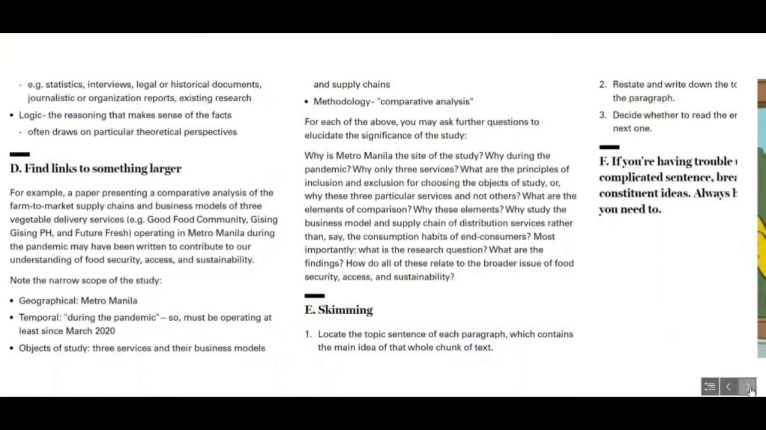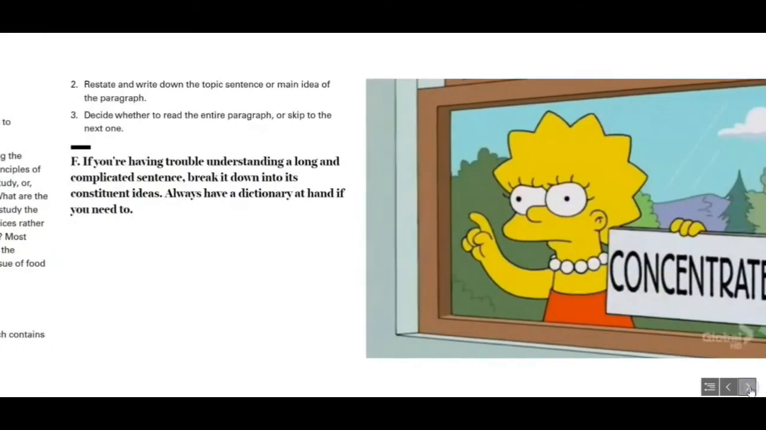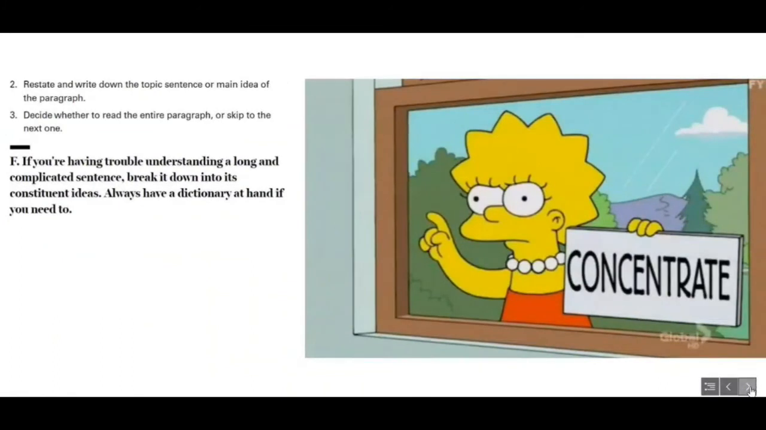So if you want to read actively while skimming, you can also restate and write down the topic sentence or the main idea of that paragraph in your own words. And after doing that, you can decide whether to read the entire paragraph. Let's say the topic sentence indicates that it is an important paragraph for your own inquiry, then you can read the entire paragraph, or you can just choose to skip it.